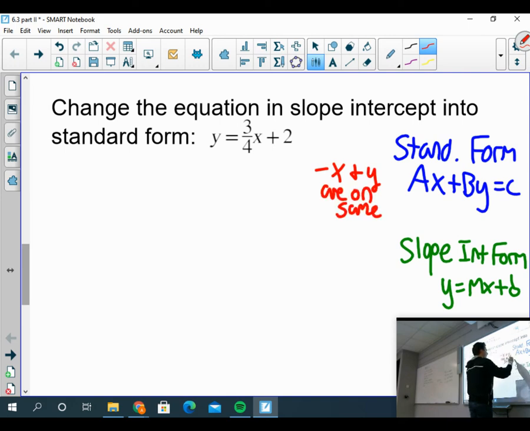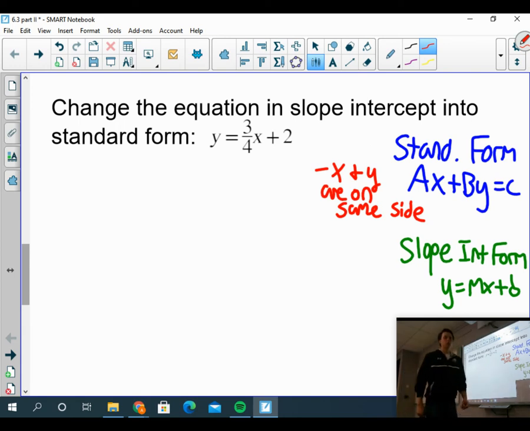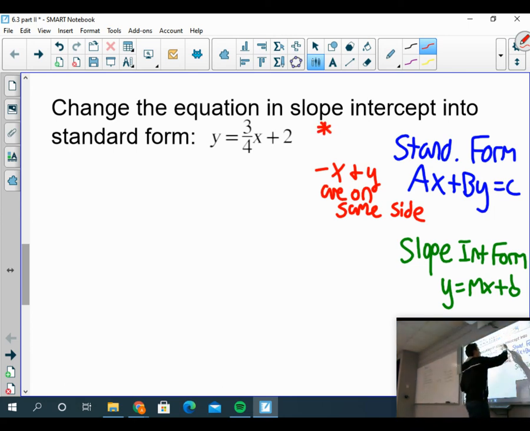They are on the same side of the equation. It is, in fact, the only form of the three linear equations where x and y are on the same side. The unique aspect of standard form is x and y are on the same side. We also, when we're in standard form, typically would like to avoid fractions.